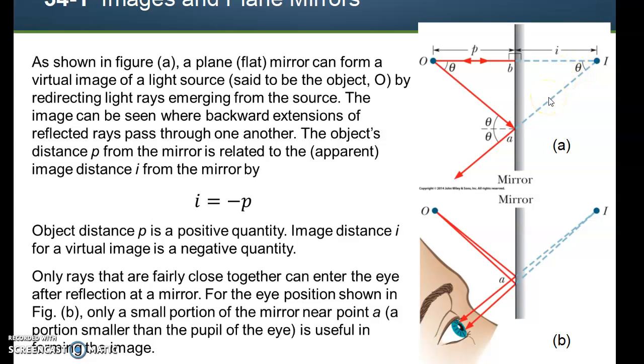Only the rays that are fairly close together can enter the eye after the reflection from the mirror. For the eye position shown here, only a small portion of the mirror near the point right here is going to be able to form an image in the pupil of the eye.